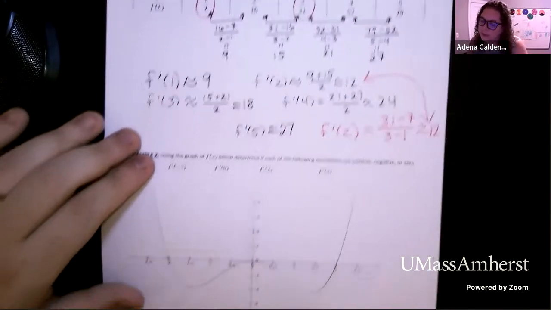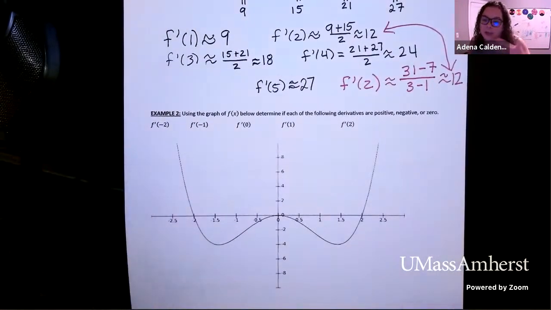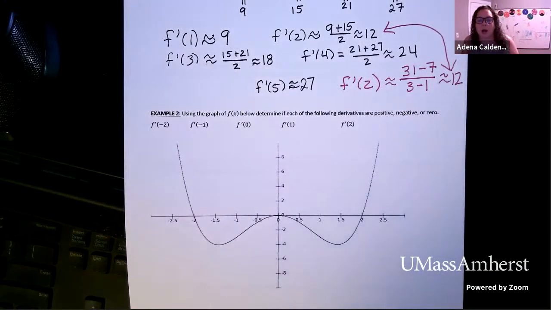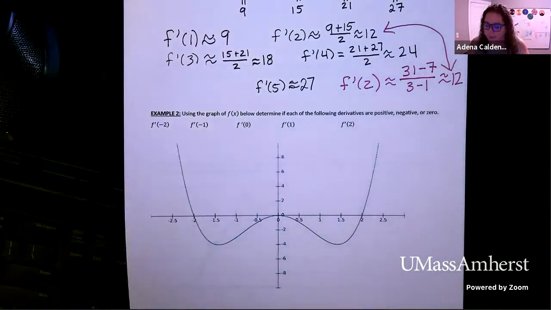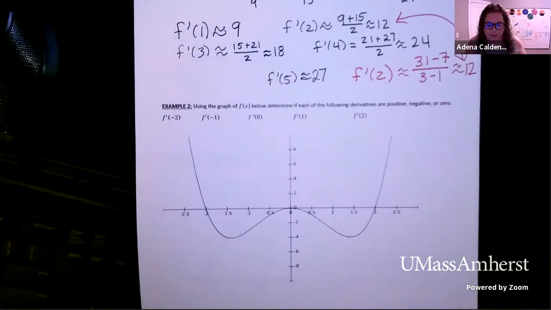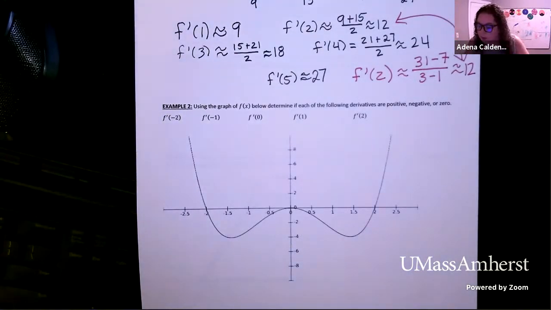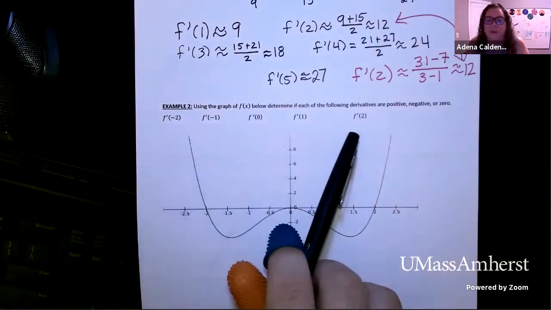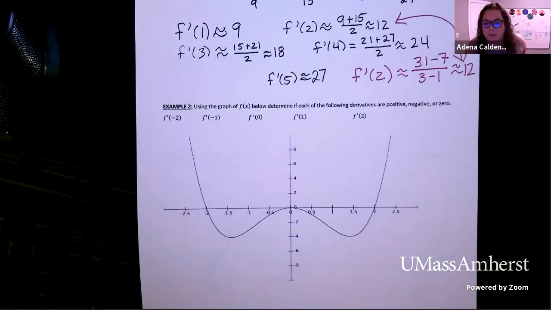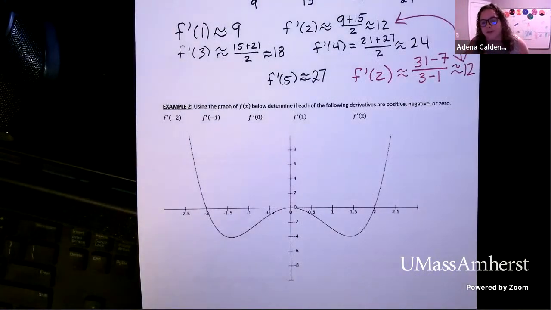Another sort of important step in our journey with derivatives here is to start this idea of how do we determine if the derivative is going to be positive, negative, or zero, okay? And we're going to do this a whole bunch next class, but this is just sort of a tiptoe into it to practice once. So there's 5 derivatives listed here. We have the derivative at -2, the derivative at -1, the derivative at 0, the derivative at +1, and the derivative at +2.